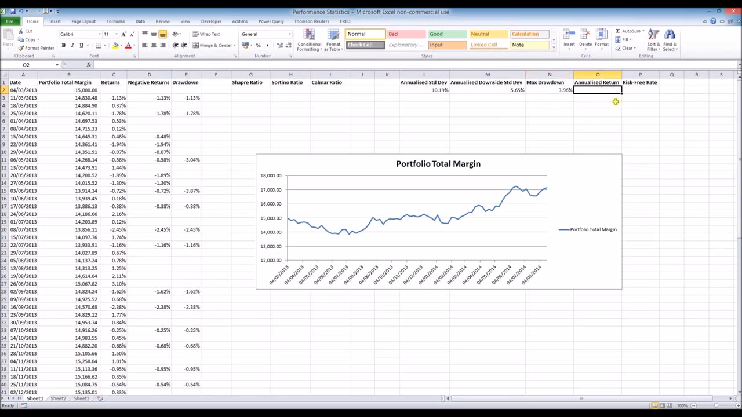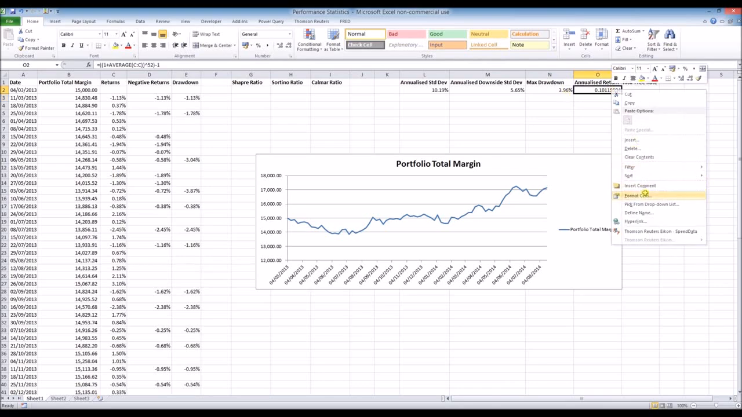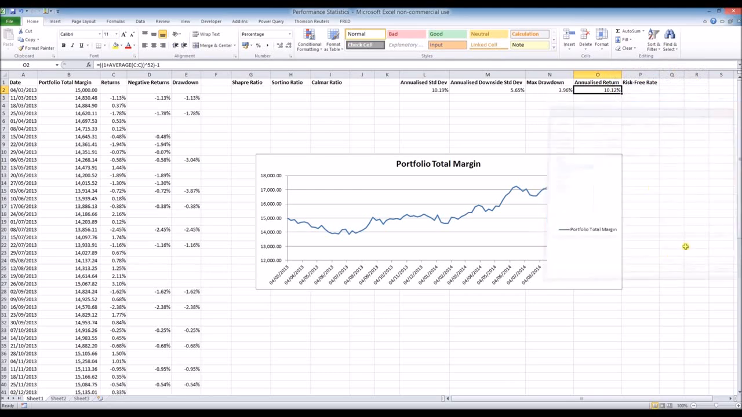Our annualized return is going to be equal to 2 brackets, 1 plus the average of our returns column, to the power of 52 to scale it up to an annualized figure, and then minus 1. And if we change that to a percentage, that's our annualized return figure. And then the risk-free rate.